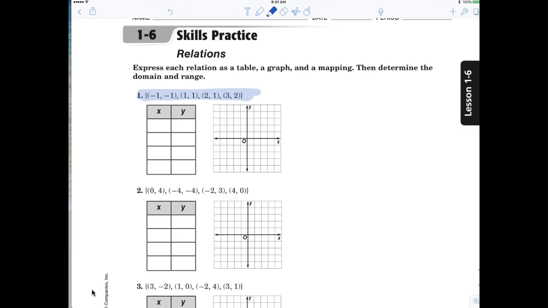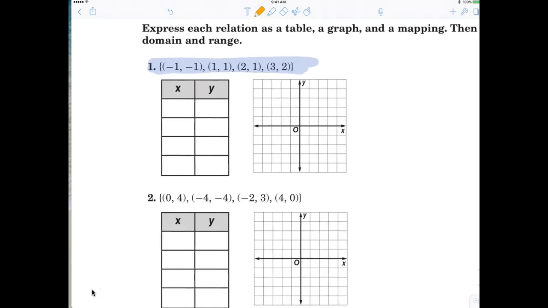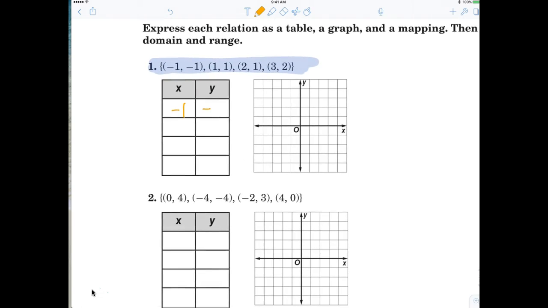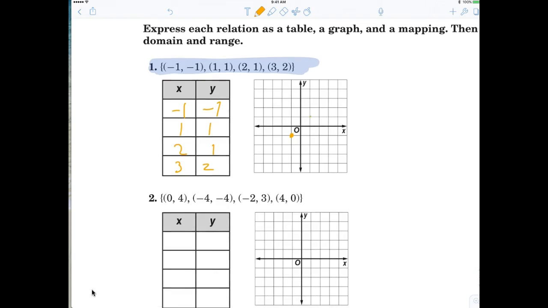So all you're actually doing is -1, -1, 1, 1, 2, 1, and 3, 2. That's all there was to it. They're just represented different ways. And then, of course, you're graphing -1, -1, 1, 1, 2, 1, and 3, 2. And that's the end.